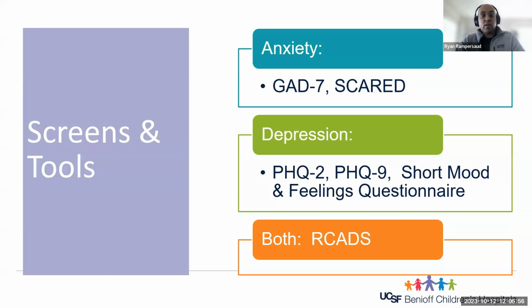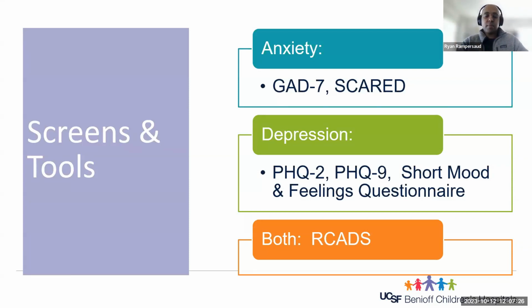The SCARED, I think, is great, especially for some of our young kids, because there is a parent component to it. We often want to have both patient input about what's happening, but also independent observation from families. For depression, I'm sure you're all very familiar with the PHQ-2, the PHQ-9, and then the Short Mood and Feelings Questionnaire. PHQ-9s are great for a range of kids, especially our adolescents, but the Short Mood and Feelings Questionnaire can be helpful for slightly younger kids.